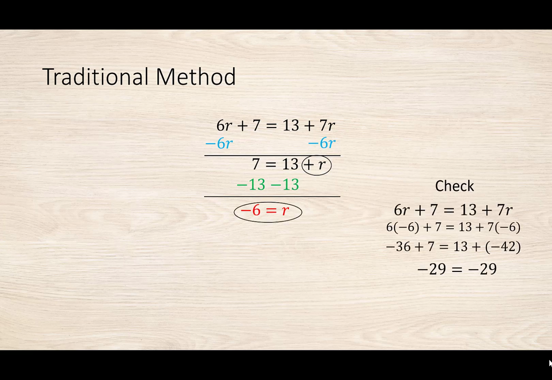I can go back through, I can check my answer, make sure it's good, substitute that negative 6 in everywhere that I see an r in the original problem. You end up with negative 29 equals negative 29.